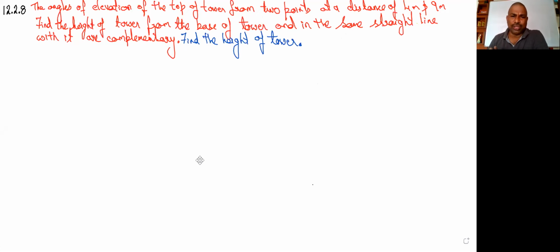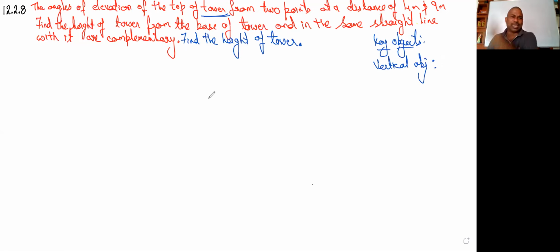If you check it out, don't think too much. Straight away go for the key objects here. What are the key objects here? In that key object also, what is the vertical object? If you check it out, the only vertical object is nothing but the tower, the one which stands vertically.